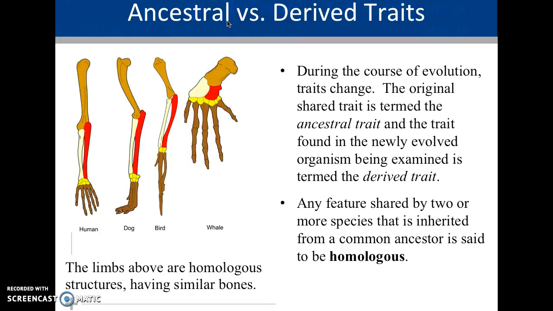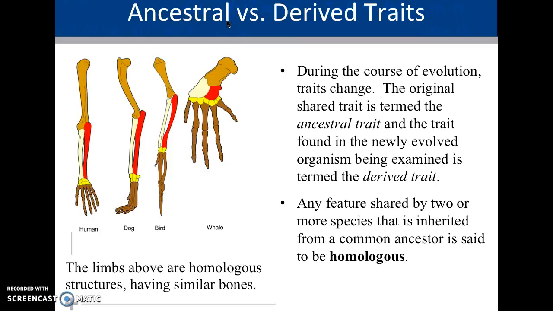We can also talk about the idea of ancestral versus derived traits. During the course of evolution, traits obviously change. The original shared trait is termed the ancestral trait, and the trait found in the new organisms is called the derived trait, so traits that I've inherited from my common ancestor. Any feature shared by two or more species is said to be homologous, and so we can basically say that a lot of derived traits are going to be homologous to each other.